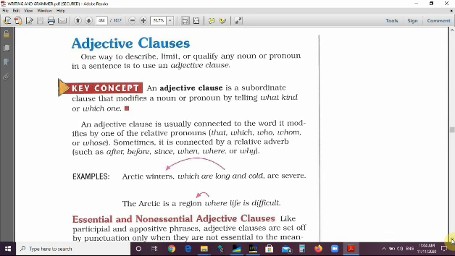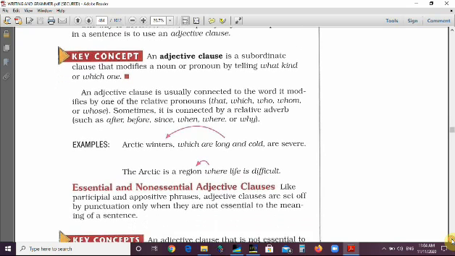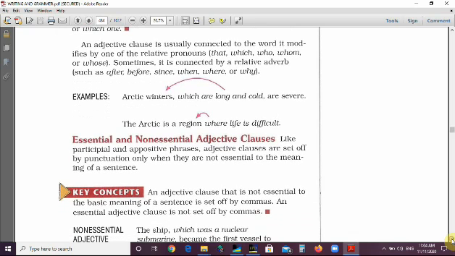What's an adjective clause? An adjective clause is a subordinate clause that modifies a noun or pronoun by telling what kind or which one. It answers a question beginning with what kind or which one. An adjective clause is usually connected to the word it modifies by one of the relative pronouns that, which, who, whom, or whose. Sometimes it is connected by a relative adverb such as after, before, since, when, where, or why.